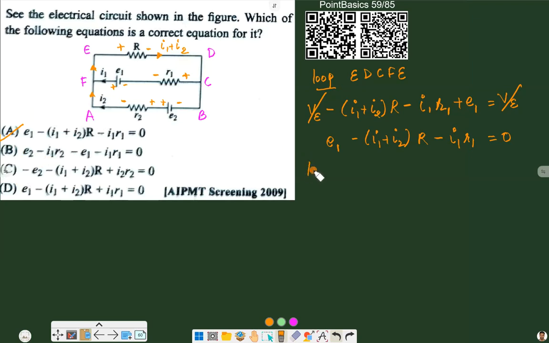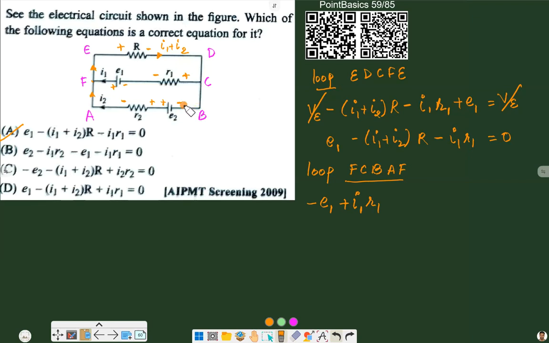So for the loop, we can say the lower part, F C B A F. Let's start from point A, moving clockwise. Actually, we start from point F. First we encounter a battery with positive to negative, so negative E1. Then we encounter a resistance, negative to positive, with current I1 through it, so positive I1 R1.